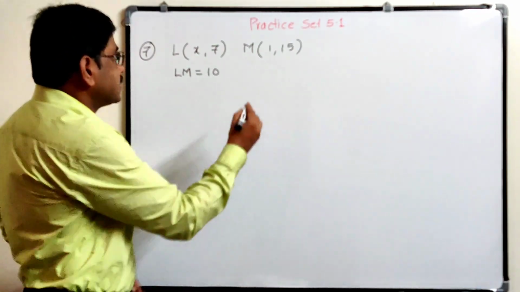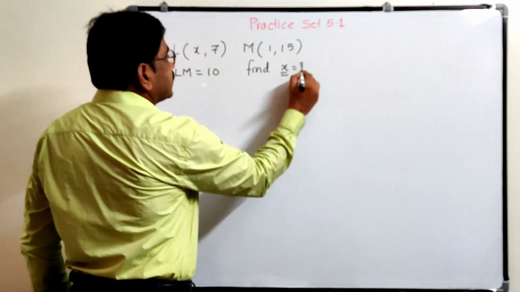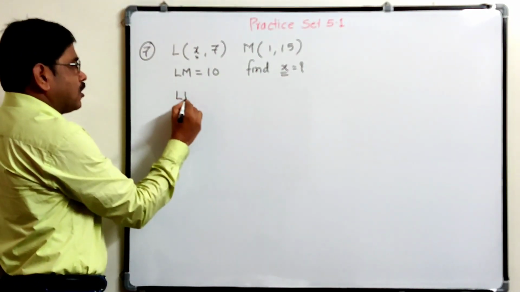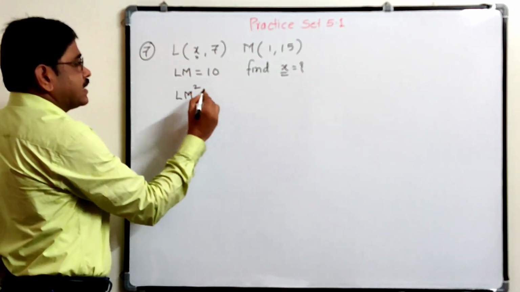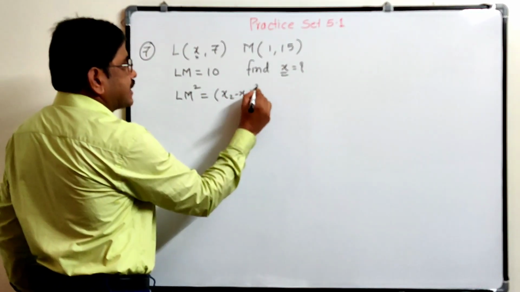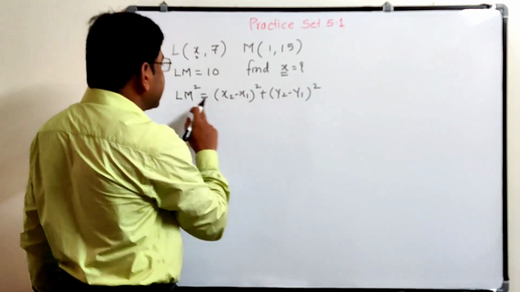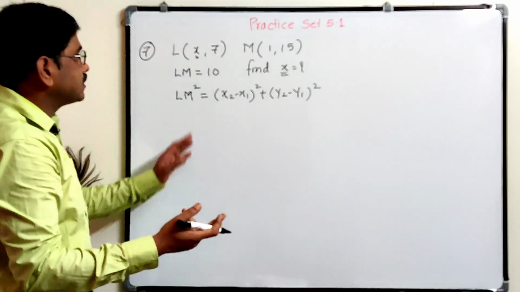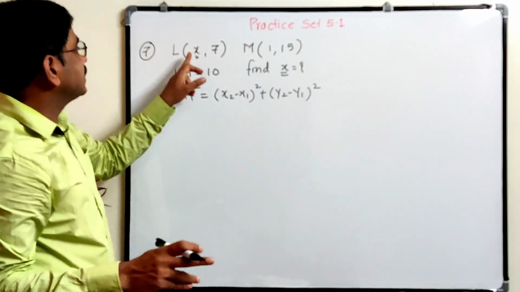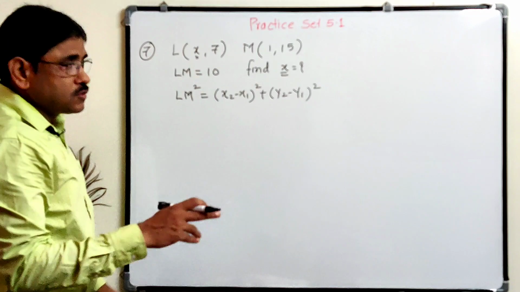Then find X. Find X. This X coordinate, that we have to find. So here directly use the formula of LM square. LM square is equal to x2 minus x1 bracket square plus y2 minus y1 bracket square. Instead of using LM, write LM square, so that root is not there. So x2 minus x1 means here x minus 1. Write the x first, so that becomes easy.